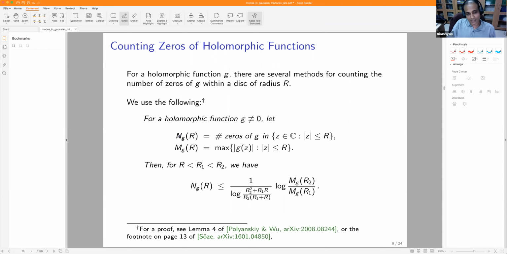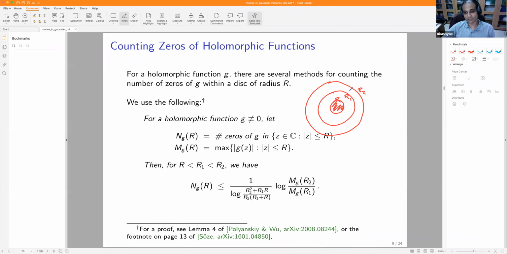So you're relating the number of zeros of the holomorphic function within a disk to its maximal value on slightly larger disks. Okay, so you have 3 disks. You have a disk of radius r, another disk of radius r1, and the third disk of radius r2. You want to know how many zeros there are of the holomorphic function within the disk of radius r.